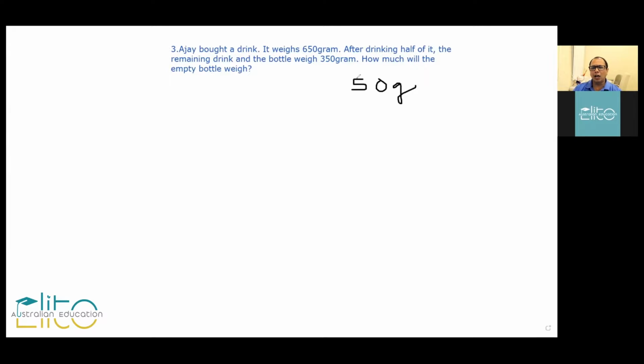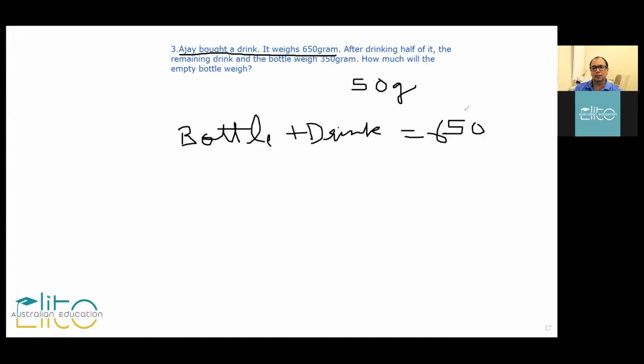Okay. So how do we do this kind of question? What we do is we write what is known to us. So here, we bought a drink and it weighs 650 grams. Now the drink comes in a bottle. So can I write bottle plus drink equals 650? And then I drank half of it, which means the bottle still remains, but the drink becomes half.